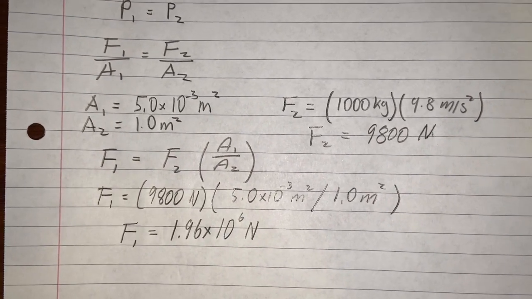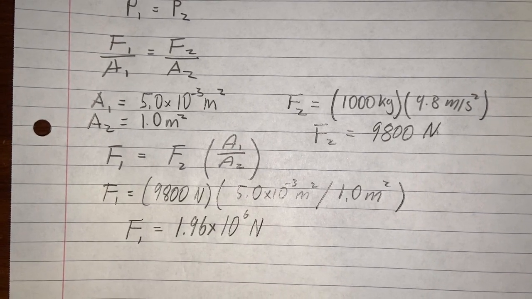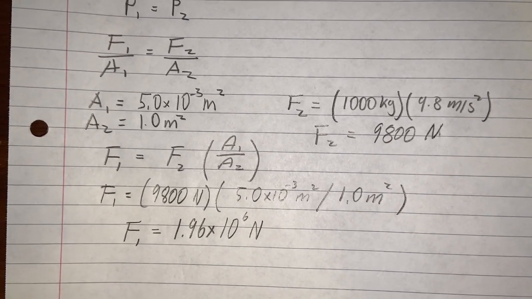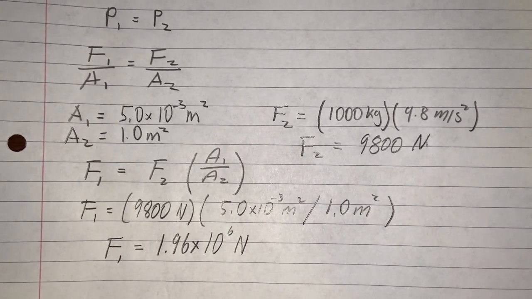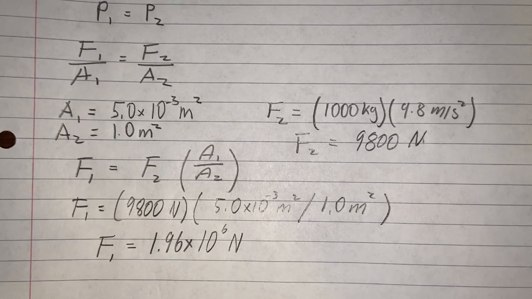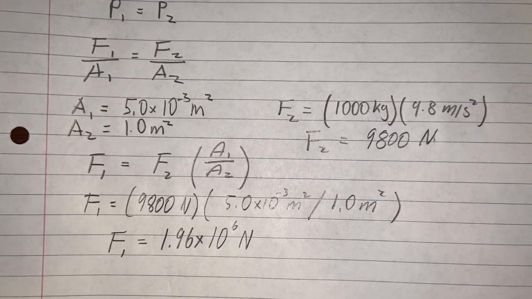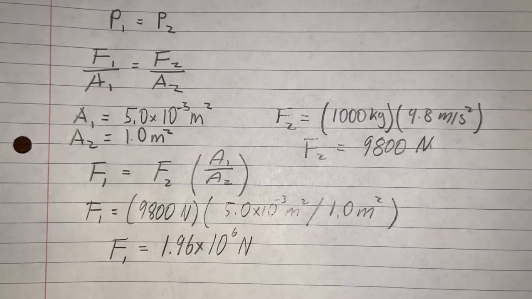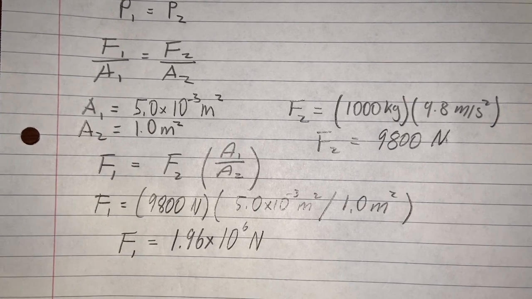So plugging everything in, we find that the force of the left side is going to be equal to the second force on the right side, which is 9,800 newtons that we just calculated, times the ratio of the areas. So 5.0 times 10 to the negative third meters squared being the area of the left piston, and 1.0 meters squared for the area of the right piston.